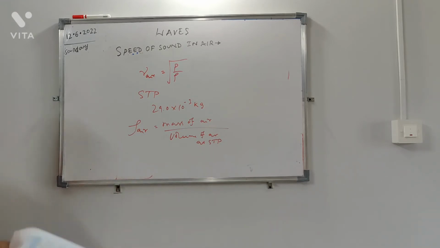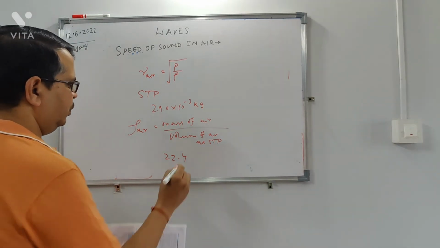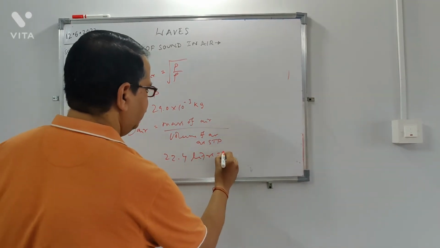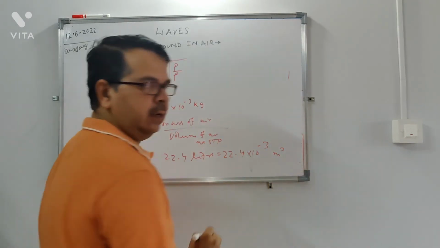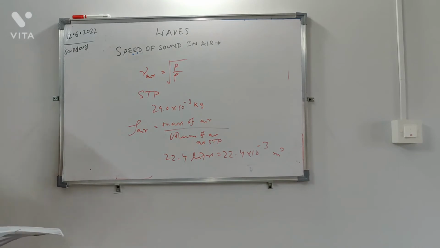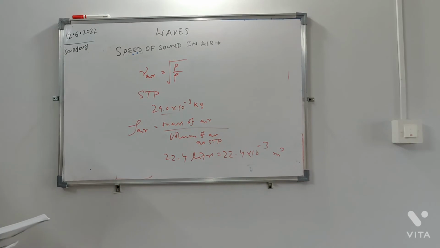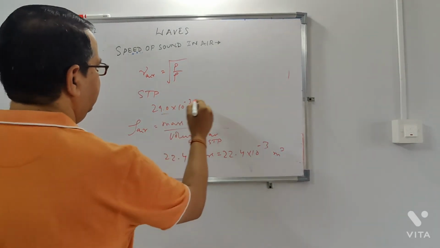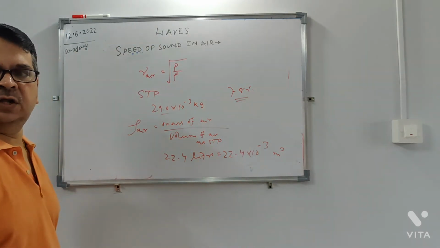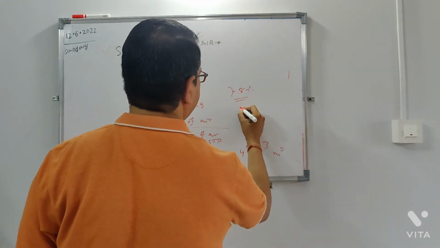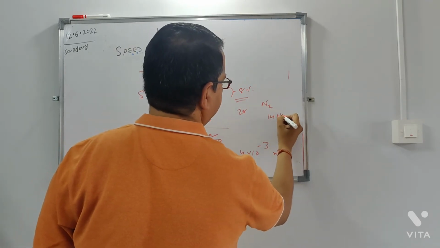So you know the volume of air at STP is 22.4 liter. So 22.4 liter is nothing but 22.4 into 10 to the power minus 3 meter cube, right? And that is the volume. Then the mass of air is given as 29 into 10 to the power minus 3 kg. Why is it 29? Because 78% of air is nitrogen. So nitrogen atomic mass is 14, molecular mass is 28, if this is N2, 14 plus 14, that is 28.